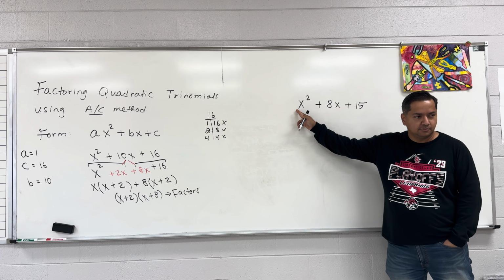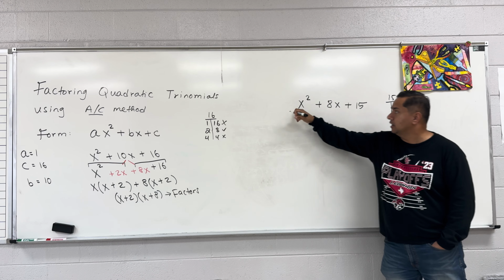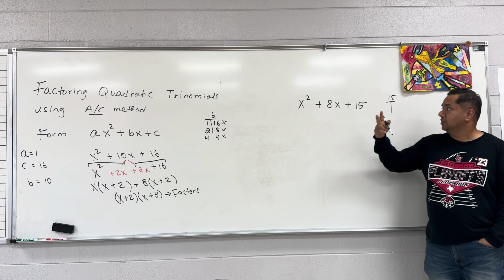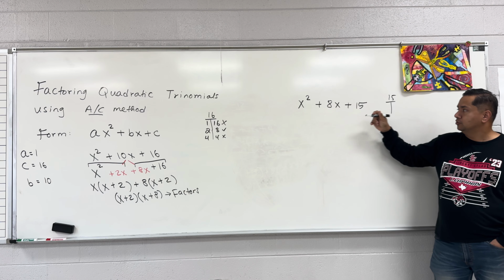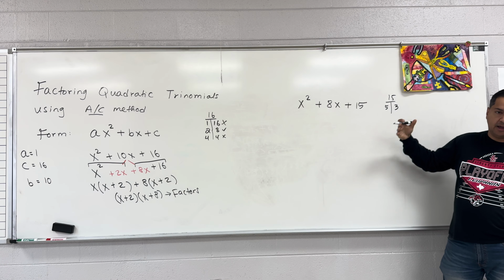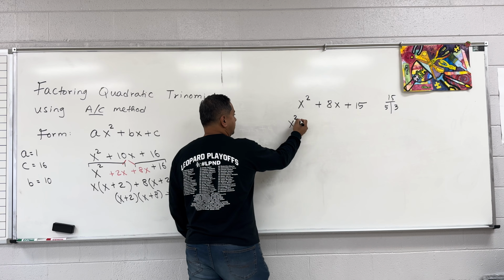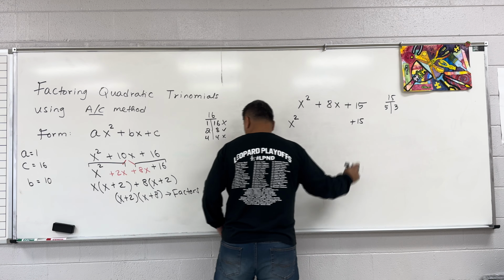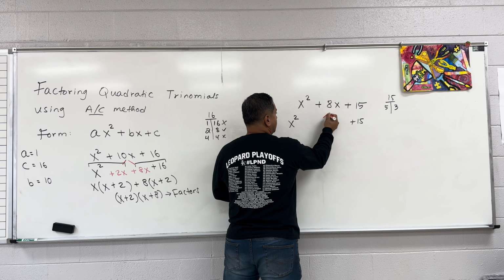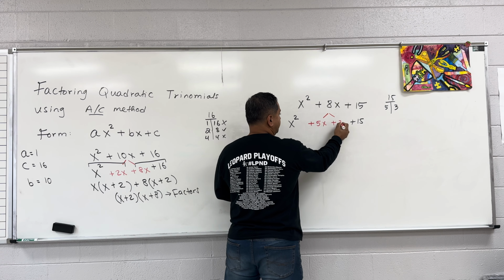15 times 1 is 15, right? So your C times A. C is 15, A is 1. We need 2 numbers that multiply to 15, but also add up to 8. The numbers are 3 and 5, 5 and 3, either way, same thing. Then you copy the first, copy the last, and you break the middle one into those 2 numbers, which is positive. They're both positive, so positive 5x, positive 3x.